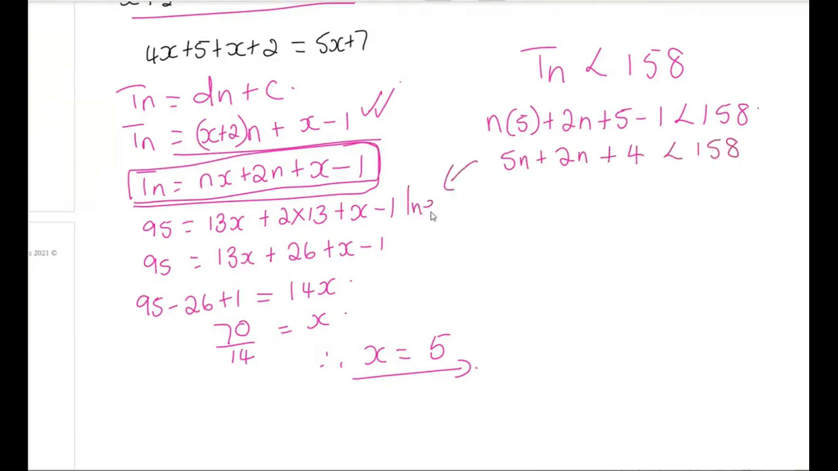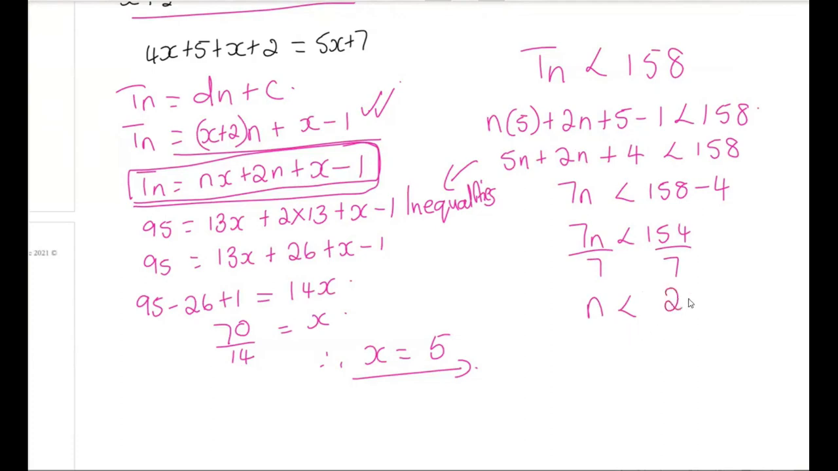What do we call this? Inequalities. I know you did them. So 5 plus 2, 7n. Carry the other one across, 158 minus 4, right? So we are going to end up with 7n less than 154, right? So divided by 7, divided by 7. Remember, we only change the sign if we are dividing with the negative. So what is our answer here? n is less than, thank you, Emma, 22, right?